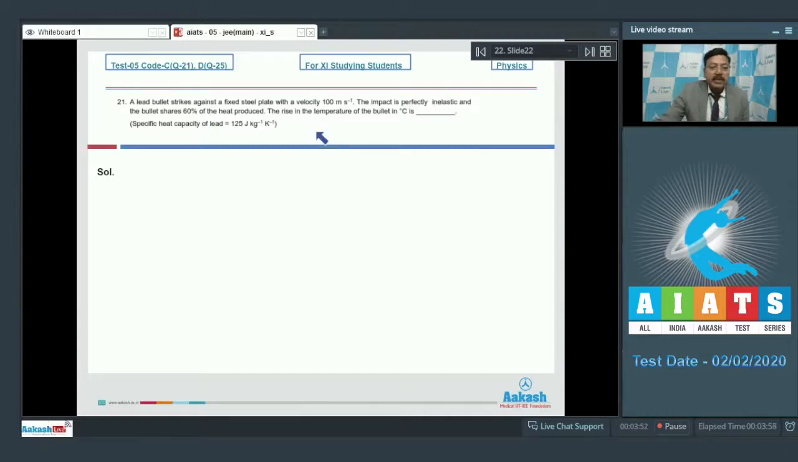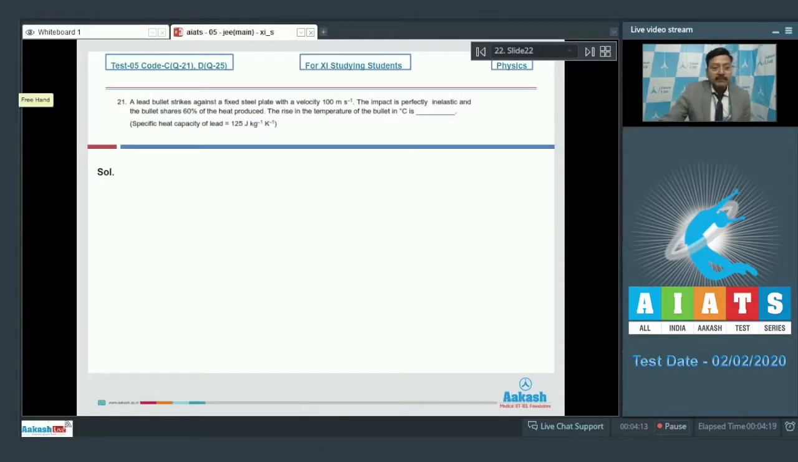Okay, in this particular question, the kinetic energy of the bullet is converting into heat. The collision is perfectly inelastic. That means all the kinetic energy is being lost and 60% of the heat produced is shared by the bullet. So what is the temperature rise in the bullet?